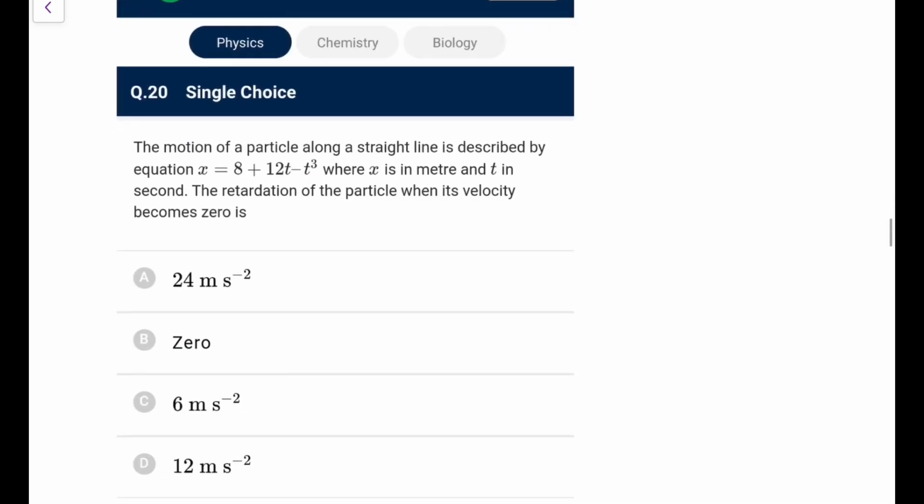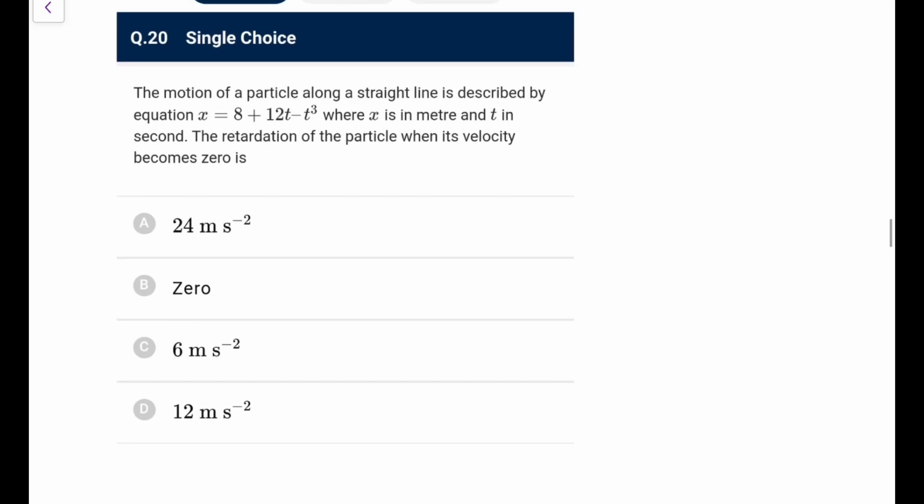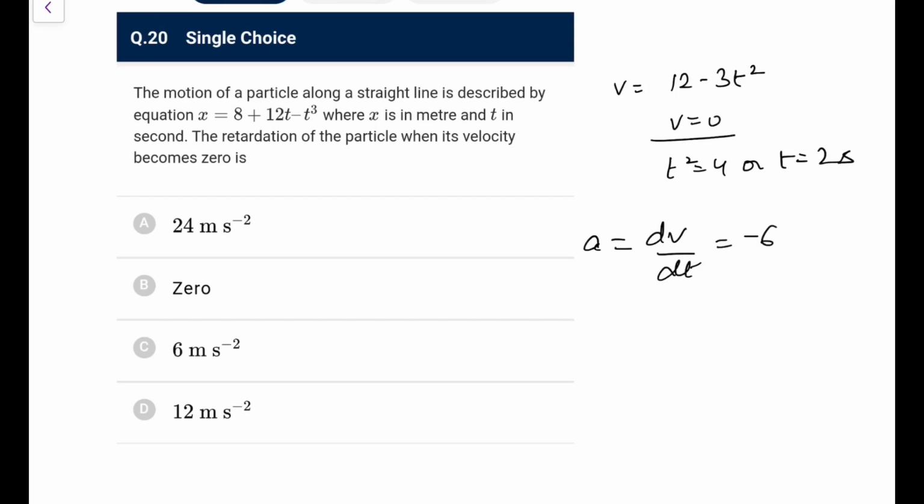Next one. The motion of a particle along a straight line is given by this. The retardation of the particle when velocity becomes 0. So first of all, what is velocity? Velocity is 12 minus 3t square. For v equal to 0, t square equal to 4. So t equal to 2 seconds. We need to find acceleration. So acceleration is dv by dt, which you get as minus 6t. So acceleration at t equal to 2 seconds would be minus 12. So the magnitude of retardation, the minus sign is already incorporated.